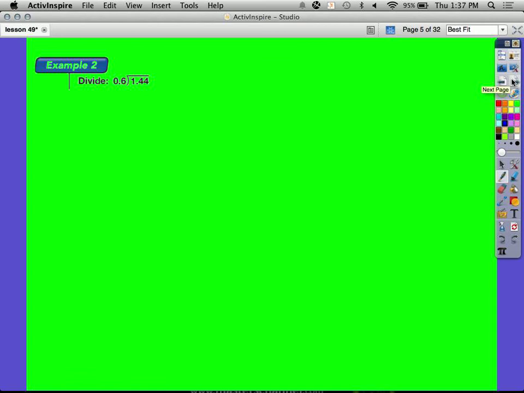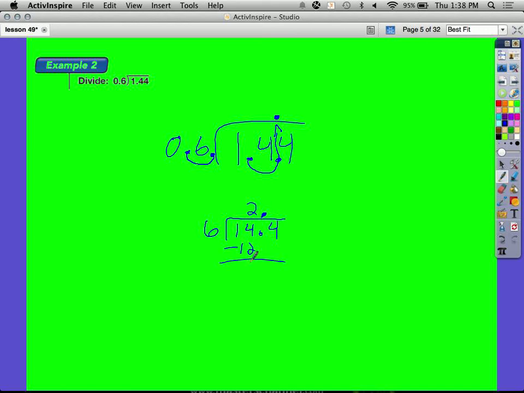Let's try another one. So 1.44 divided by 0.6. So here's an example of what I was just talking about. Okay, I need to move this decimal point over 1 spot. So now that's a whole number. So now I'm going to move it 1 spot over here. And then I'm going to bring it up right away. Okay, so now what I have is 6, and I have 14.4 here. Bring my decimal point up, now I can just do my division like I have before.